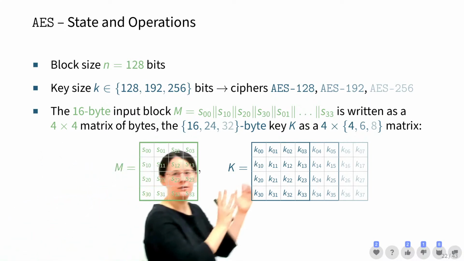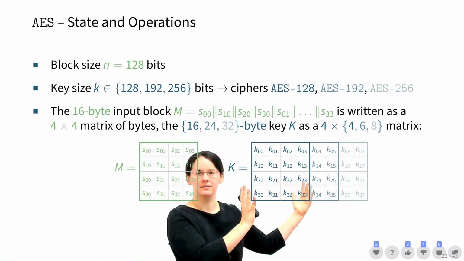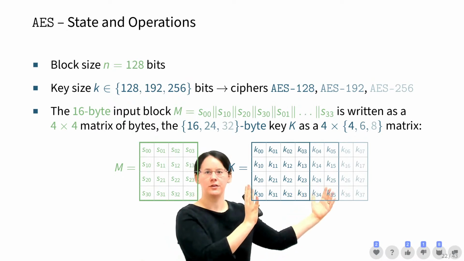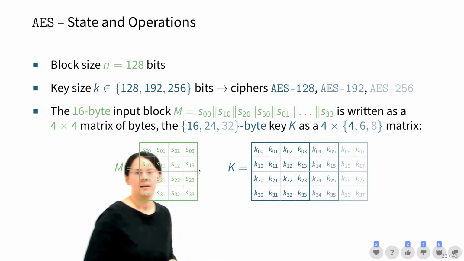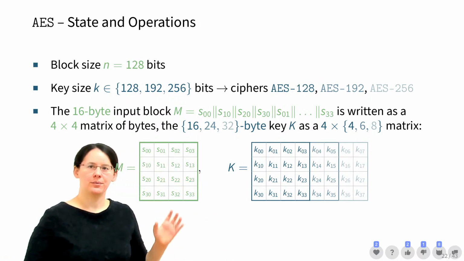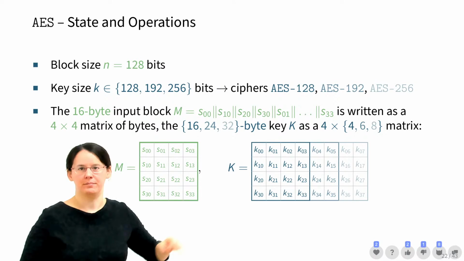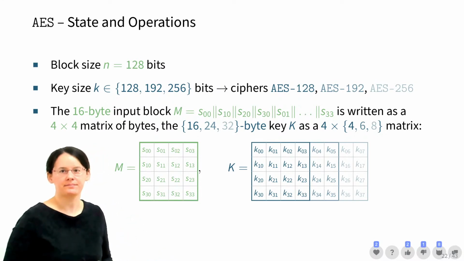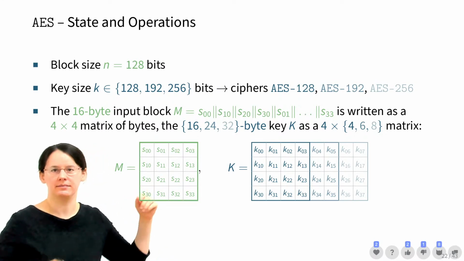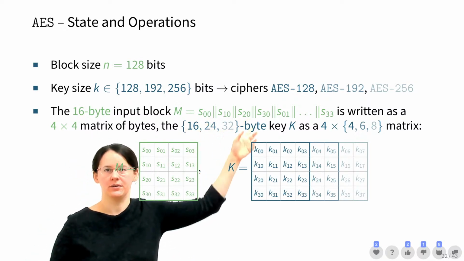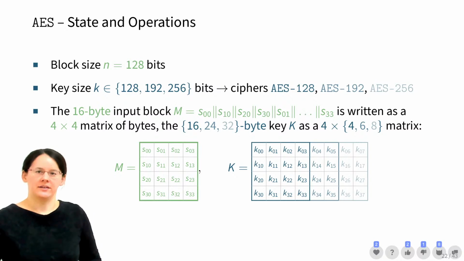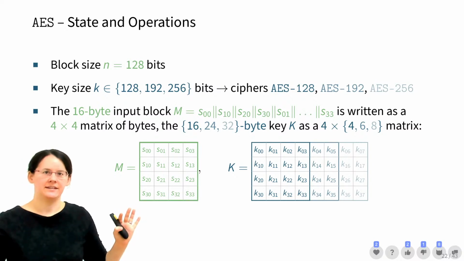So for AES 128, we have the 4x4 matrix, and for the larger keys, we have 4x6 or 4x8 matrices. And all of the operations are now defined with respect to this matrix representation. And the individual cells are numbered as state byte 00, 10, and so on. Okay, so that's how the data is represented.